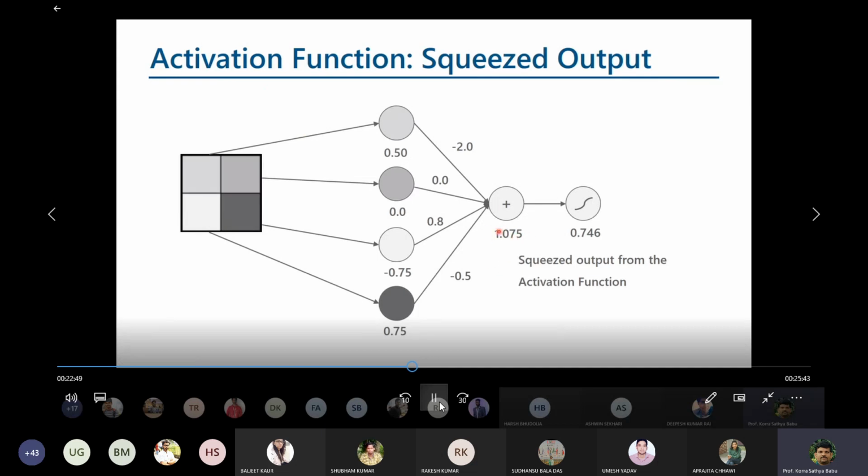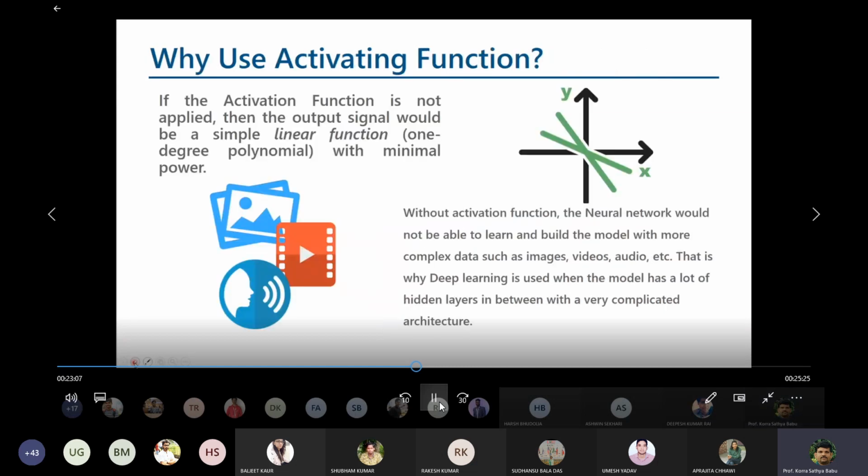Now, for this one, if you pass it through a sigmoid squeezing function, the squeezed output is 0.746 instead of this 1.075. So this is the squeezed output from the activation function that we attain. Now, why use the activation function?